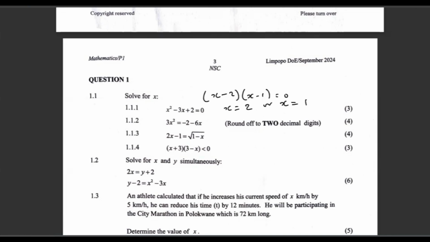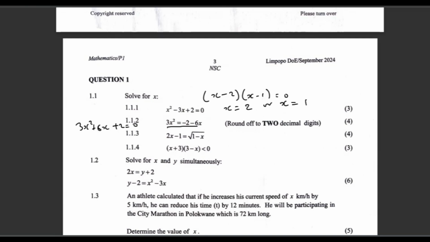Then we look at 1.1.2. We have 3x squared is equal to minus 2 minus 6x. And then there's a condition that tells us that we must round our answers to 2 decimal digits. So this requires us to use the quadratic formula. But before we do that, we need to create the standard equation where we move everything to one side of the equal sign. So that's going to be 3x squared plus 6x plus 2 is equal to 0.